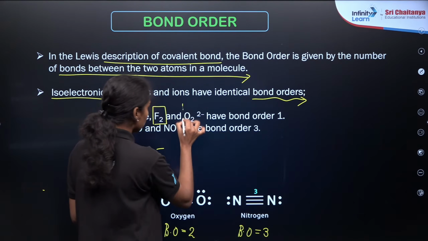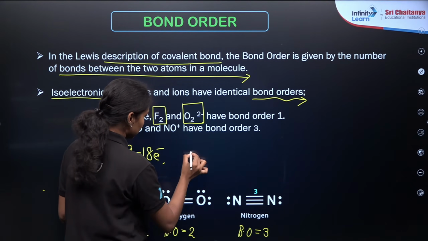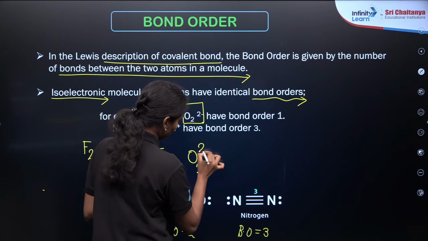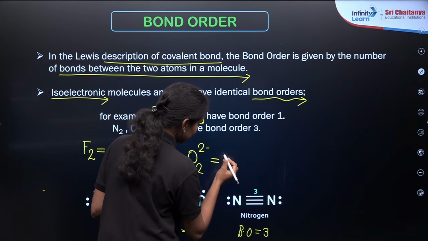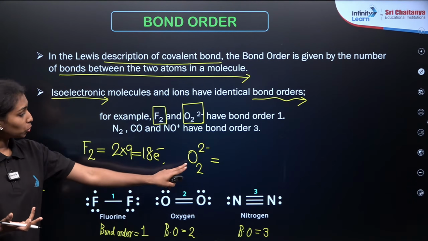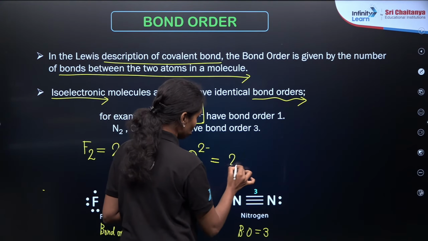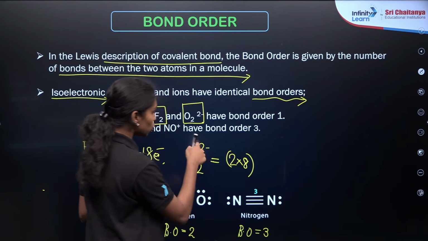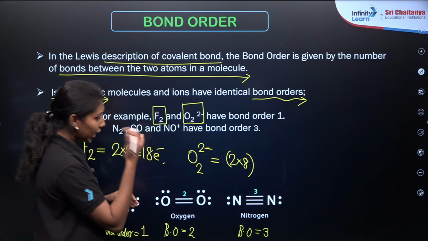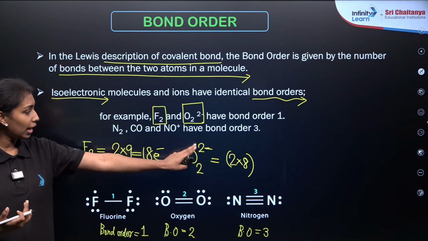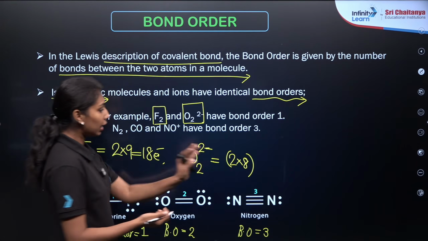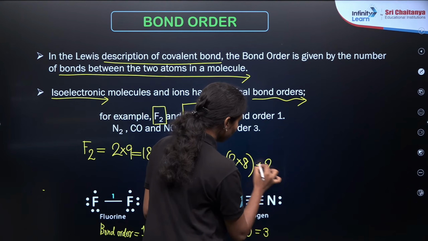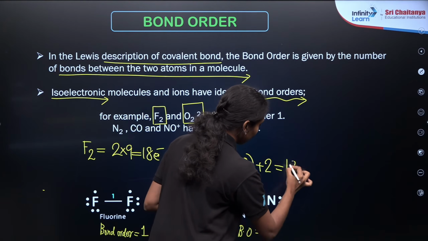Now we are taking O2 2 minus. One oxygen atom has 8 electrons, since the atomic number is 8. For 2 oxygen atoms, it will be 2 into 8, that is 16. Then 2 minus means 2 electrons are added to the oxygen molecule, which is why it forms the anion O2 2 minus. So I am just adding 2 electrons here. Total 2 into 8, 16 plus 2, is equal to 18 electrons.